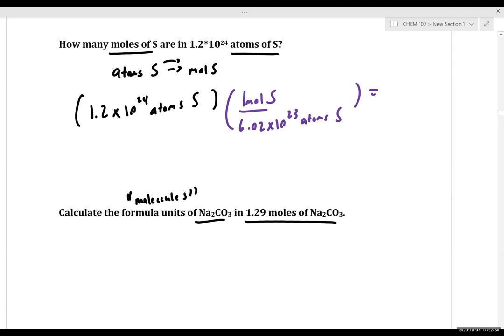Again, punching this into our calculator. Remember, you enter Avogadro's number in parentheses. You don't want to introduce rounding errors and you don't want to end up with your calculator giving you the wrong output. Punching this into our calculator, this gives us 2.0 moles of sulfur. Does this first example make sense to everyone? Any questions on this first example?